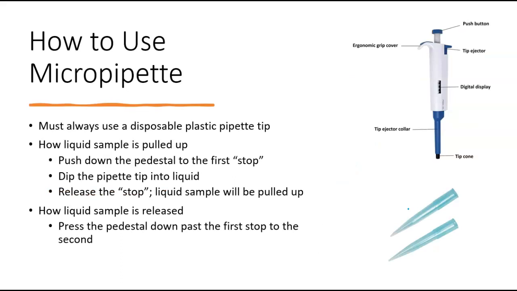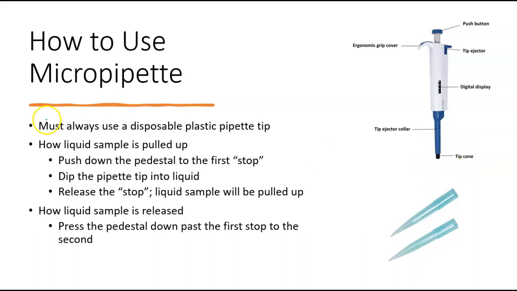So when you use a micropipette, you should never use it by itself. You have to always use a disposable plastic pipette tip. So it will look something like this over here. Don't ever dip this tip area into any kind of liquid.